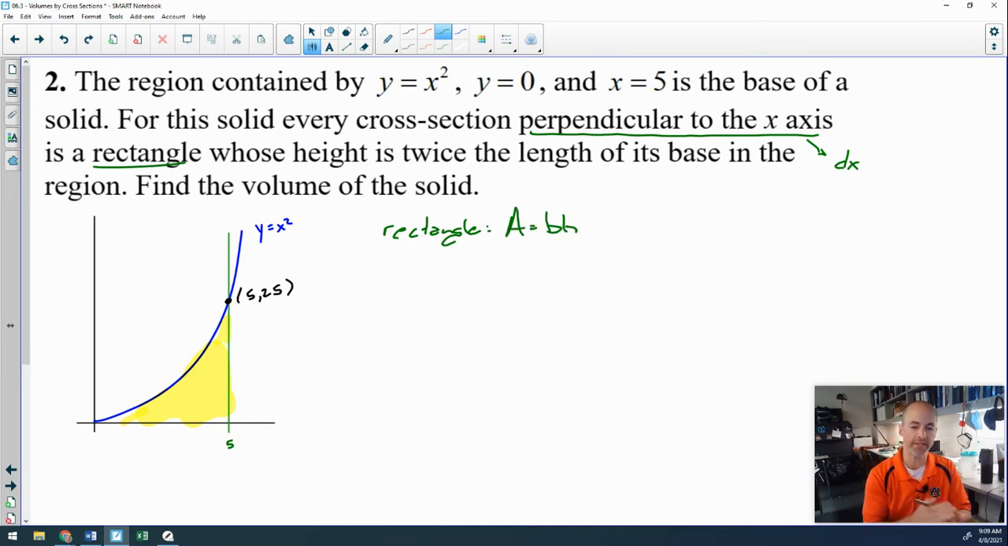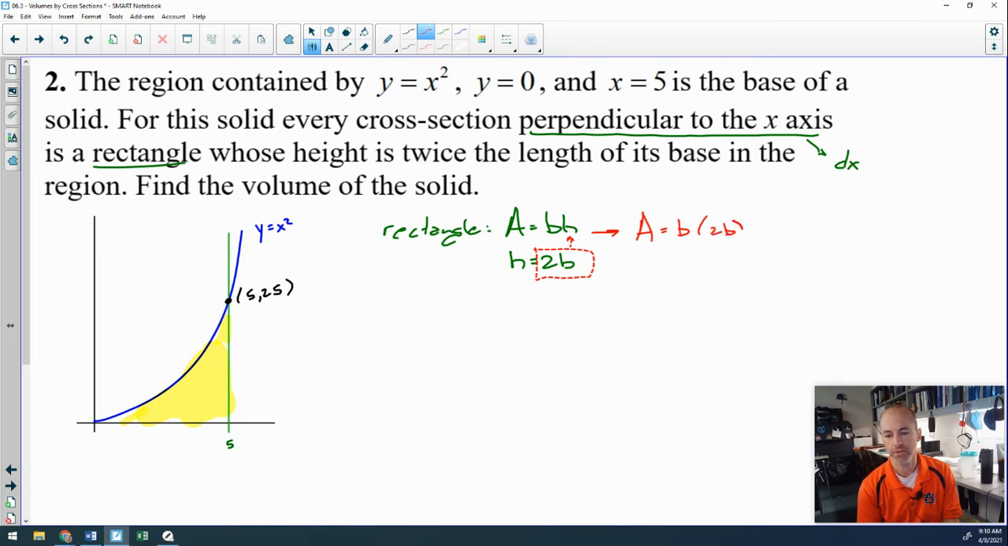So I always go through these steps anytime I'm doing a volume problem. Then here they tell you the height is twice the base. So if height is twice the base, then I could substitute it for height here, and I could rewrite my area formula as base times twice base, which would obviously be 2b squared. So now I have an area of 2b squared, and I know I will eventually need to find the antiderivative of that area, 2b squared, with respect to x, right? But I cannot have b squared in an integral that is a dx problem.